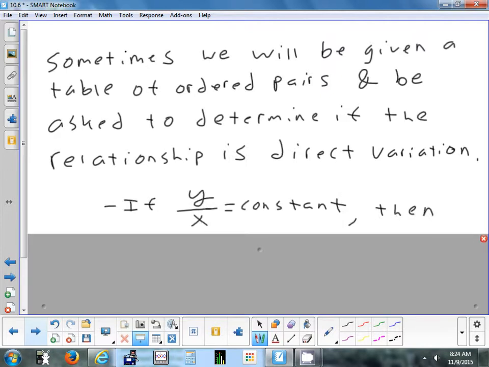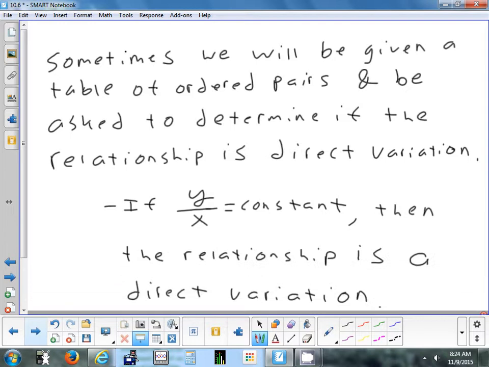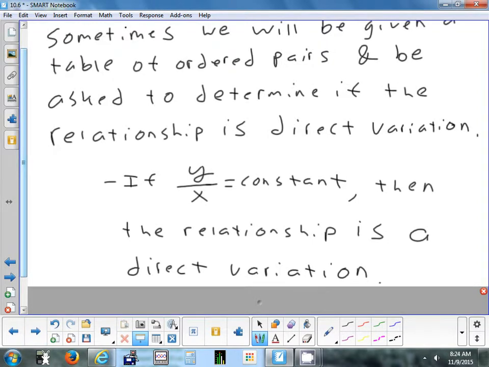Here's how you figure it out. You look at your table. If you take y and divide by x, and it always comes out the same for every row in your table, then you have direct variation. All right, so if you take y, divide by x, and it always comes out the same, then you have direct variation. Does anybody have any question on that?